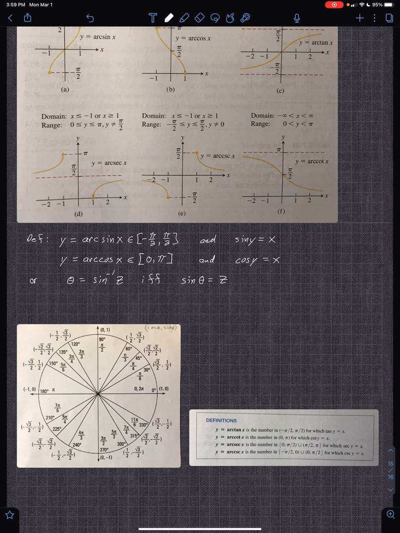And these have the same domain and range restrictions.